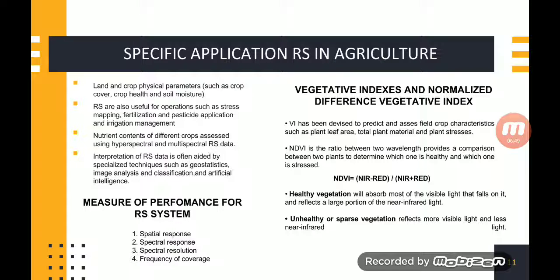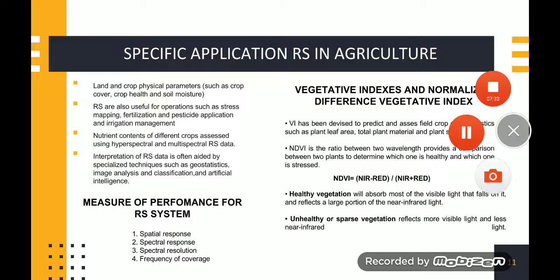NDVI value always ranges from -1 to 1. For example, if you have a negative value, it is highly likely that it is water. If you have an NDVI value close to +1, it is for dense crops. But when the NDVI value is close to 0, it means that it is for sparse crops. There are not many green leaves, or you can say that it could be an urbanized area.